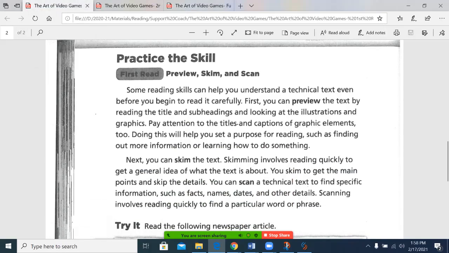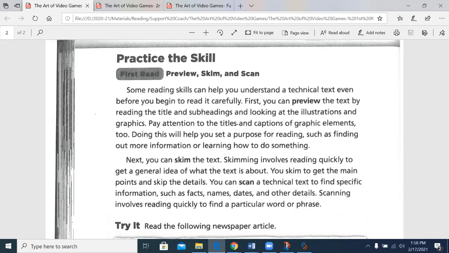Now let's look at our first read skill: preview, skim, and scan. Some reading skills can help you understand a technical text even before you begin to read it carefully. First, you can preview the text by reading the title and subheadings and looking at the illustrations and graphics. Pay attention to the titles and captions of graphic elements, too. Doing this will help you set a purpose for reading, such as finding out more information or learning how to do something. Next, you can skim the text.